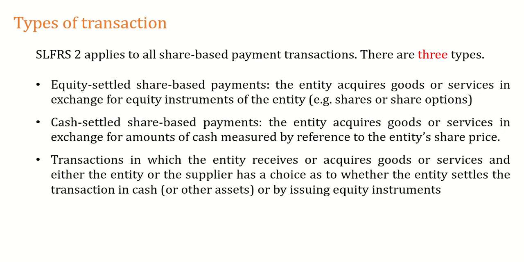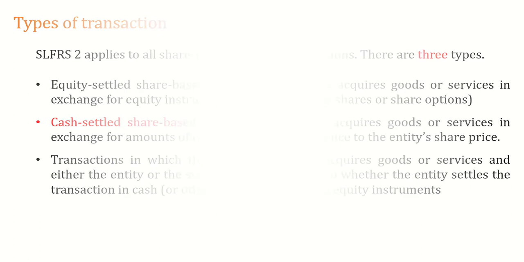The third type is a transaction in which the entity receives goods or services and either the entity or the supplier has a choice as to whether the entity settles the transaction in cash or by issuing equity. It's sort of a hybrid, a mix of the above two. But in your syllabus, we're going to discuss the equity settled share-based payment and the cash settled share-based payment, right?